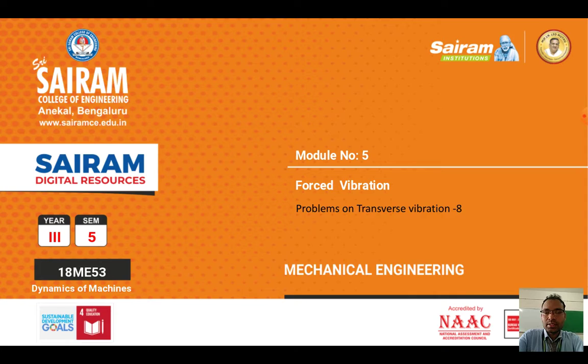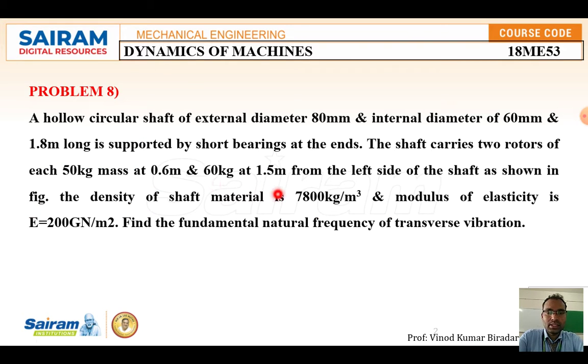Given also, the density of the shaft material is 7800 kg per meter cube, and the modulus of elasticity E is equal to 200 giganewton per meter square. Find the fundamental natural frequency of the transverse vibration, with the forces of several different loads acting on that element. Here I will explain this problem.